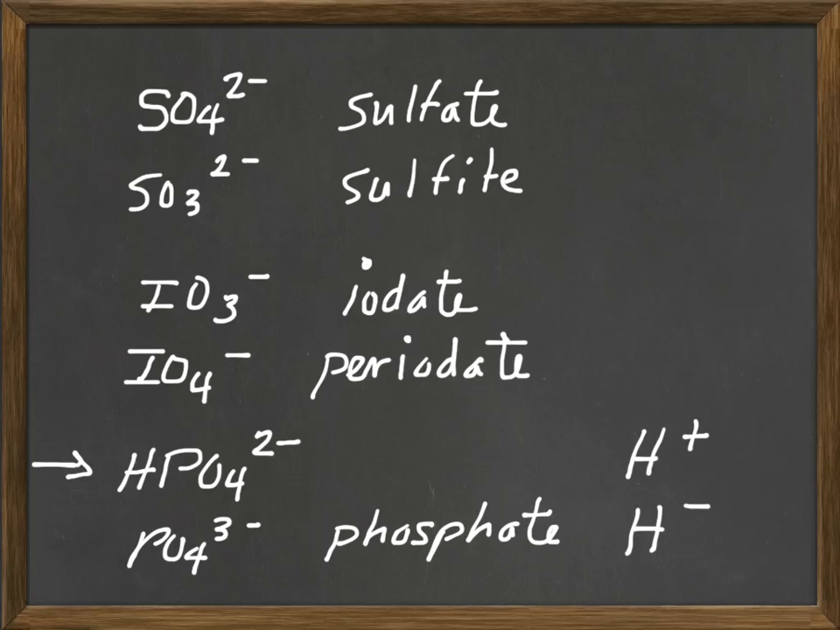Hydrogen can form a positive ion or a negative ion. It usually forms a positive ion. So PO4 3 minus and HPO4 2 minus, the charge is different by 1. And there's a hydrogen on the HPO4. Well, that's because it's an H plus on there. If you put an H plus with the 3 minus, those add together and give us a 2 minus charge.